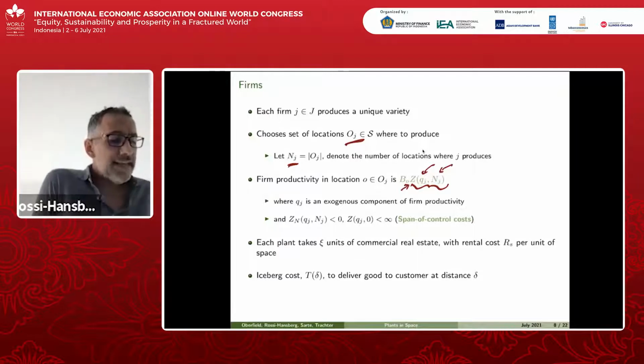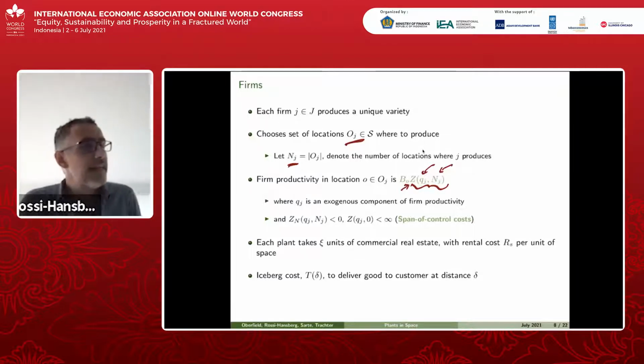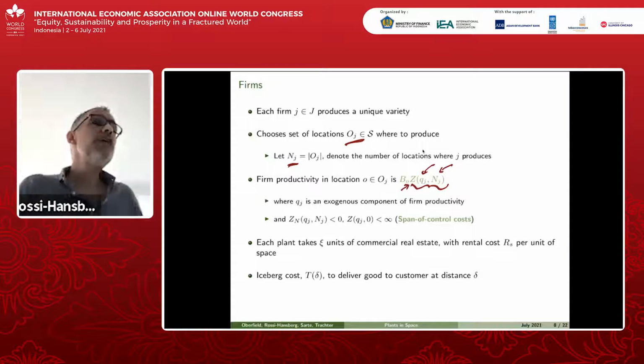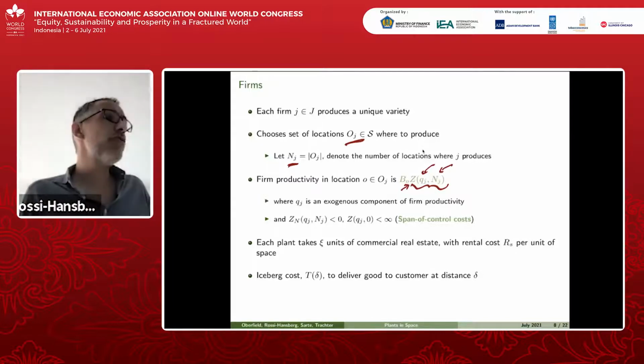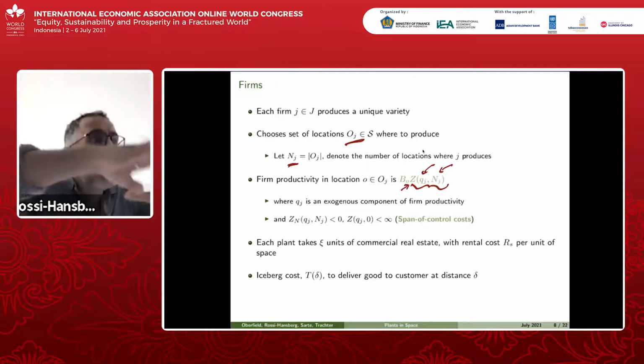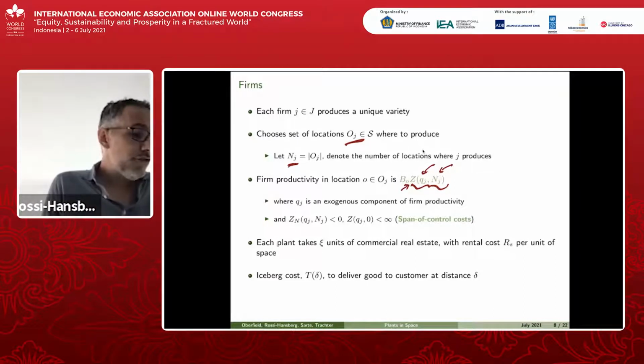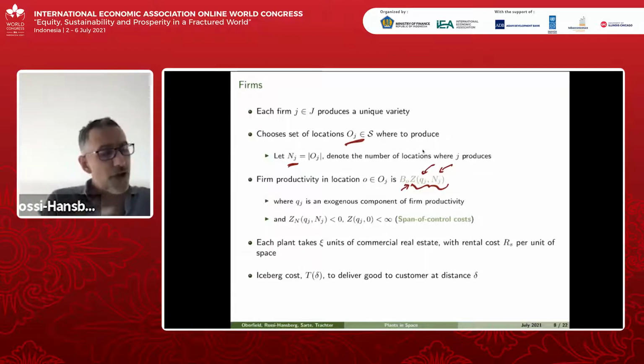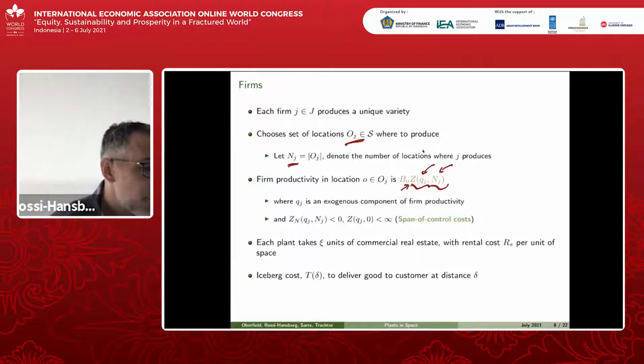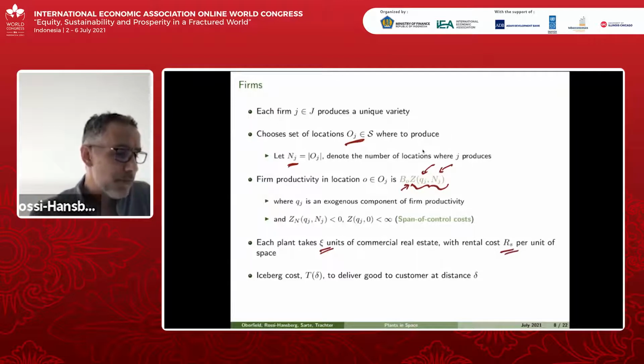And this is exactly the span of control cost. The fact that if you set up many plans, you need managers, or that takes attention of the manager, etc. And so you're going to be less productive in all your different plans. Of course, setting up more plans also helps you in reducing transport costs, etc. But it costs you in terms of span of control. And then for each plan, you have to rent psi units of commercial real estate at the local price.